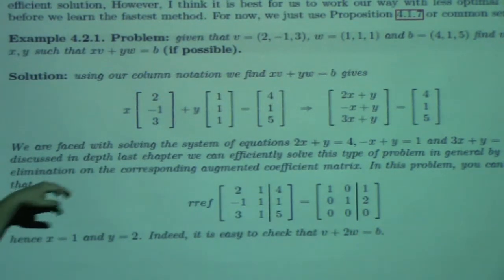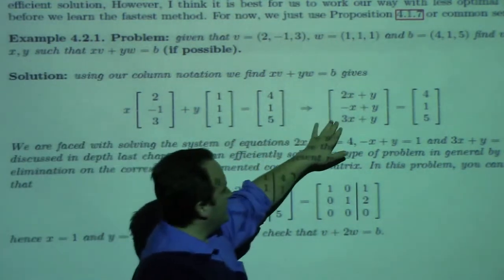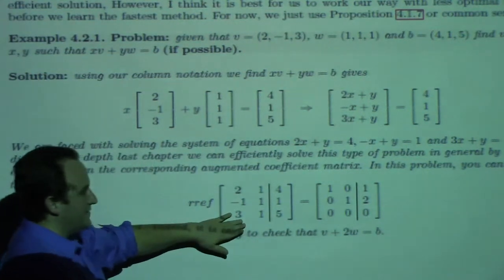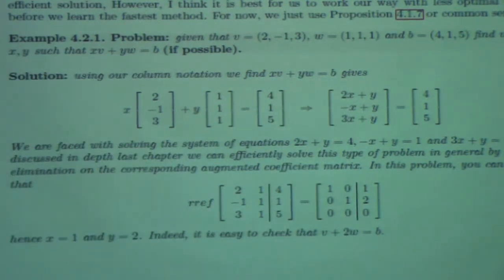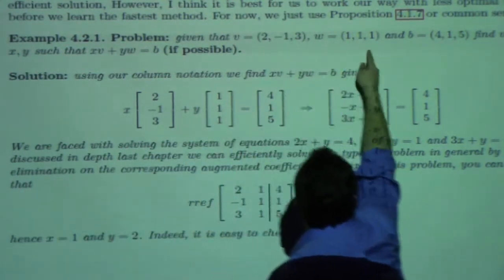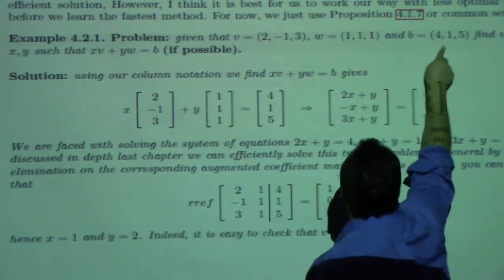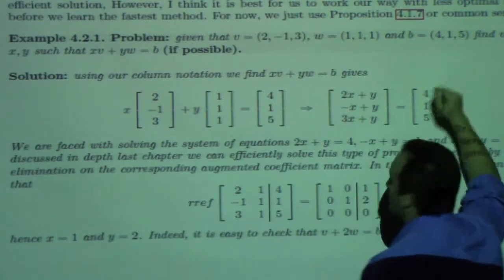Okay, so I try to solve this equation, which means I try to solve that equation, which means I really try to solve this equation. Bam. So the answer is yes, it is. Because if you take 1 copy of v plus 2 copies of w, you get v. And you can see that. If I take 1 of these plus 2 of these, I get 2 plus 2 is 4, minus 1 plus 2 is 1, 3 plus 2 is 5.